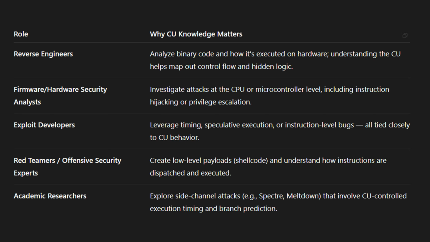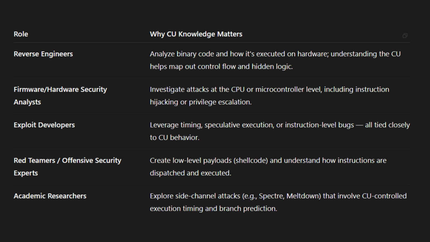So while not everyone in cybersecurity deals directly with the control unit, there are specific roles and specializations where a deep understanding of it is very helpful. Reverse engineers analyze binary code and how it's executed on hardware, and understanding the CU helps them map out control flow and hidden logic. Firmware and hardware security analysts investigate attacks at the CPU or microcontroller level, including instruction hijacking or privilege escalation. Exploit developers leverage timing, speculative execution, or instruction-level bugs, all tied closely to CU behavior.